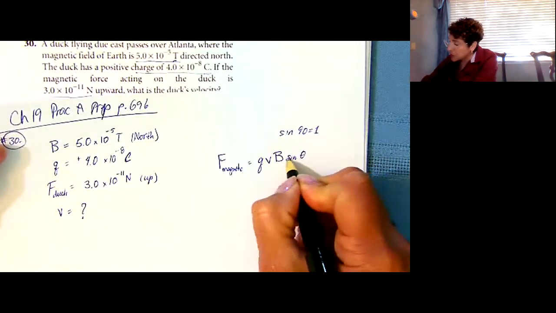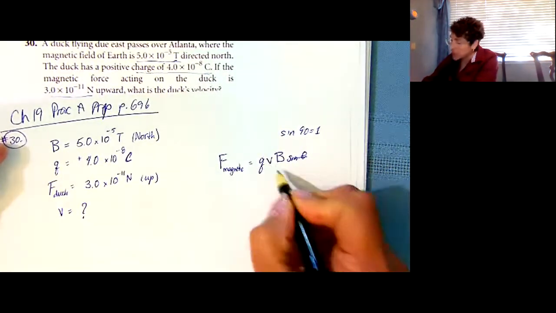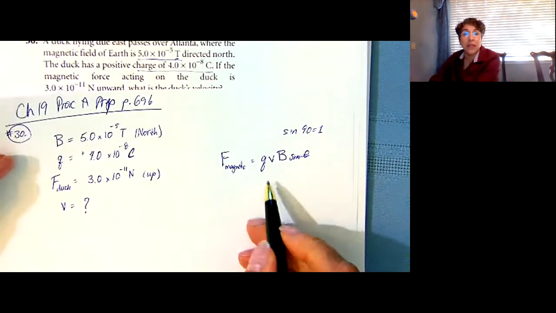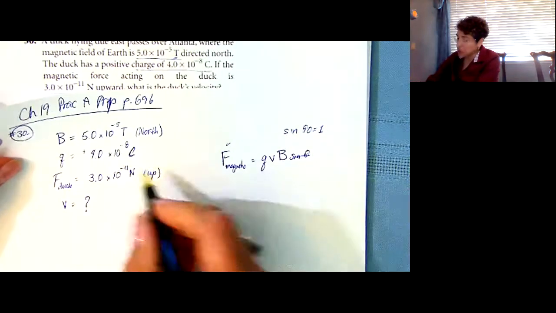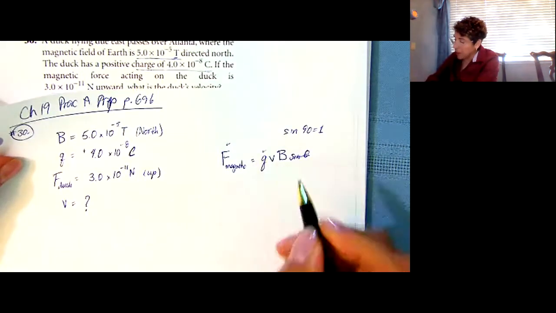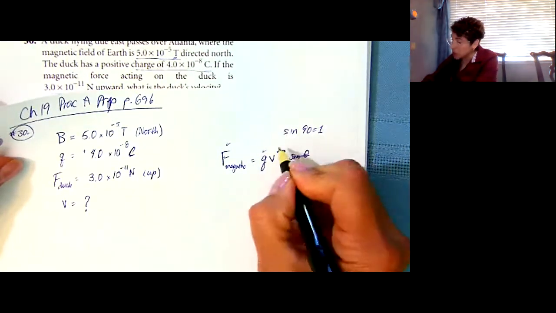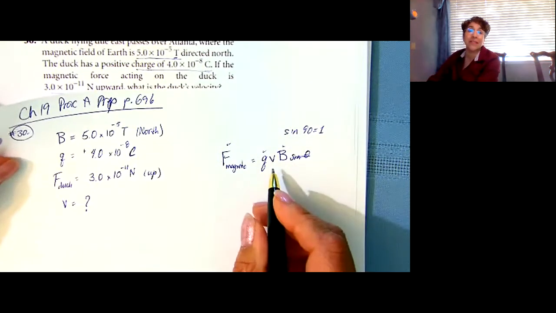So this part then is just 1. Okay, so it is equal to QVB. Fine. So we got the force, the magnetic force. We've got the Q, that gave us the Q right here. And we've got the B. So all we need to do is solve for the velocity.